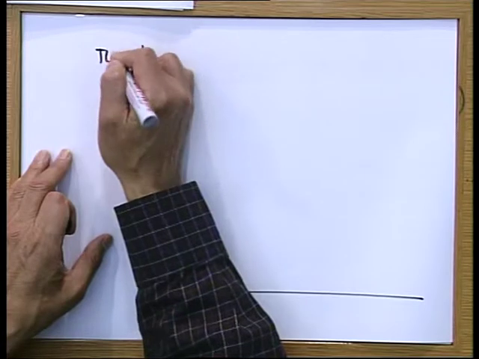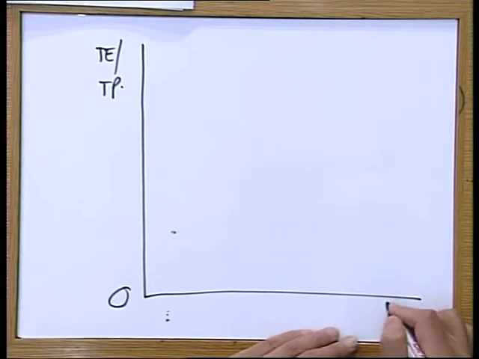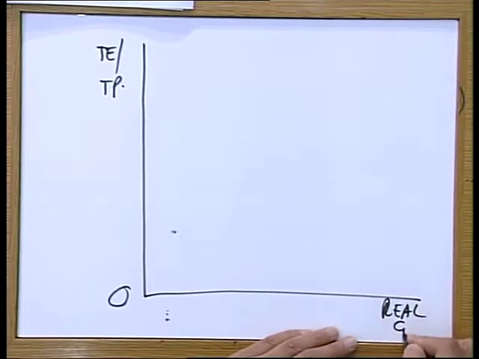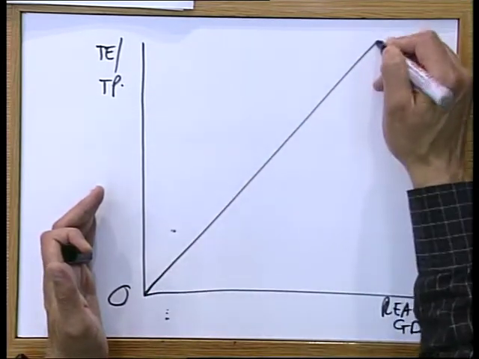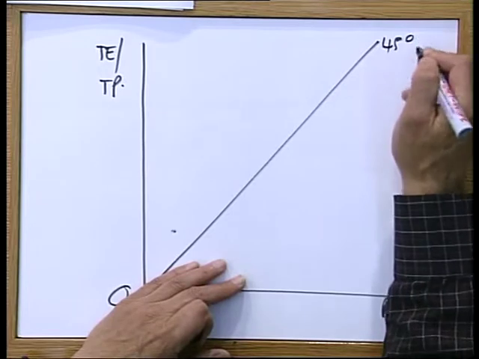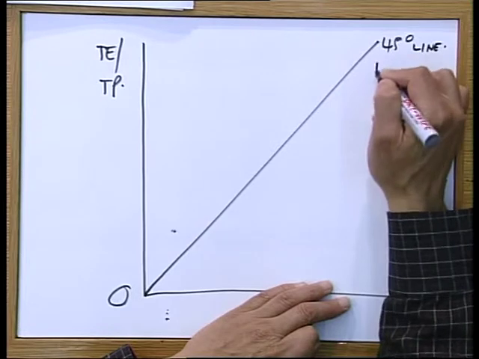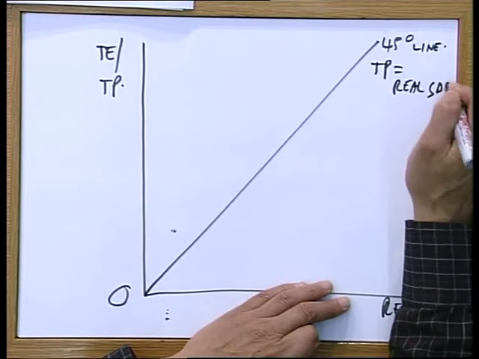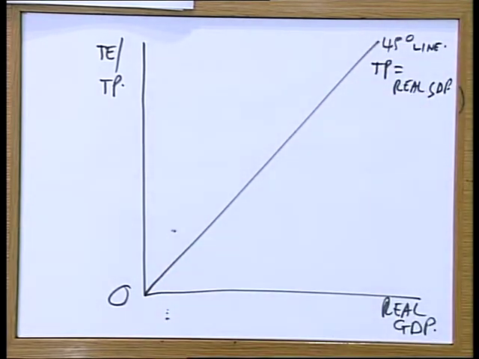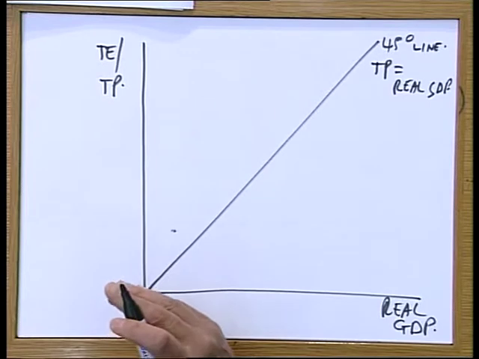So we start on the vertical axis with TE-TP, total expenditure, total production, and then on the horizontal axis, real GDP. And the first thing that you draw is what we call a 45-degree line. This is a 45-degree line. Now this 45-degree line also indicates the total production, which is equal to the real GDP. So all points on this 45-degree line indicate total production or the real GDP. So this is what you need to know.